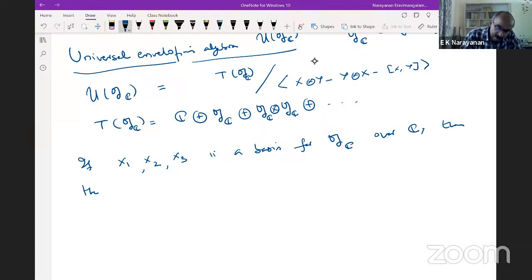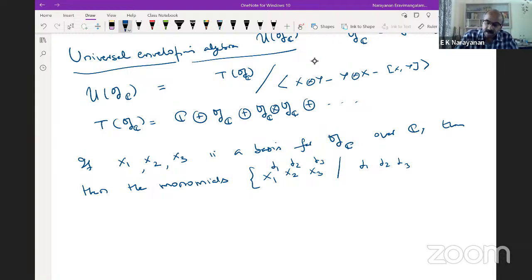Then the monomials x1 to the j1, x2 to the j2, etc. There are only three here I have written, so x3 to the j3. This collection, j1, j2, j3 in the natural numbers union 0, if you like, is a basis for UGC. So it is a basis for the universal enveloping algebra. This is called the Poincaré-Birkhoff-Witt theorem.